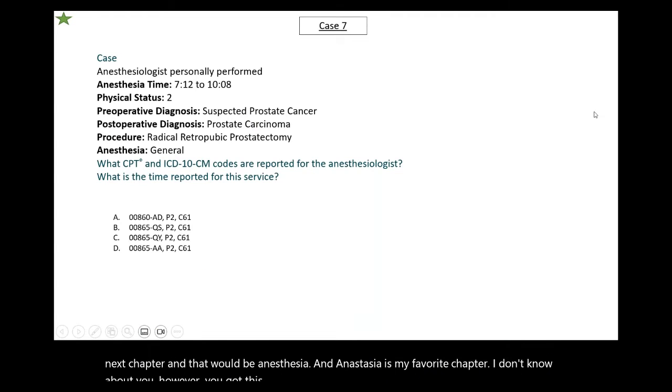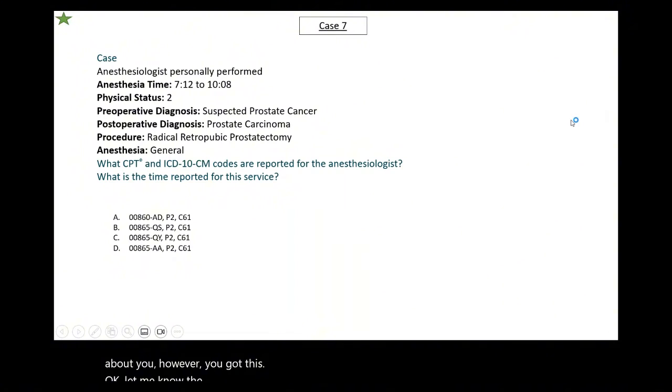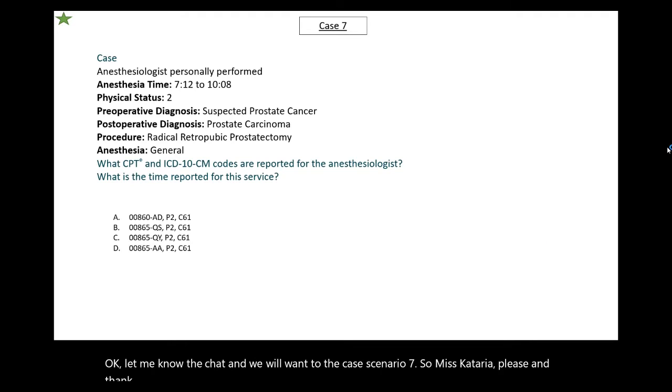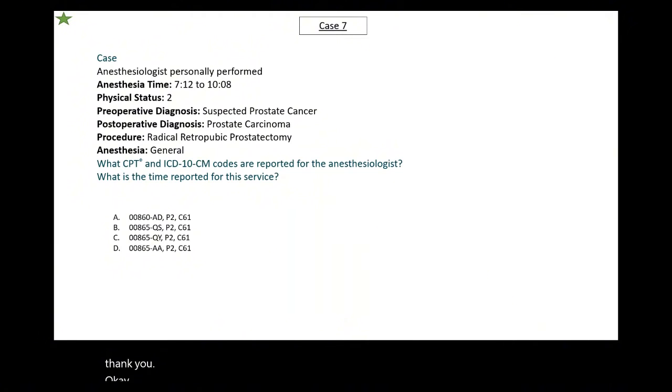Okay, let me know in the chat, and we will move on to case scenario 7. So, Miss Kataria, please, and thank you. Okay. What CPT and ICD-10-CM codes are reported for the anesthesiologist? And then what is the time reported for this service?